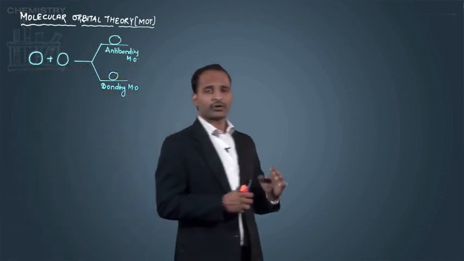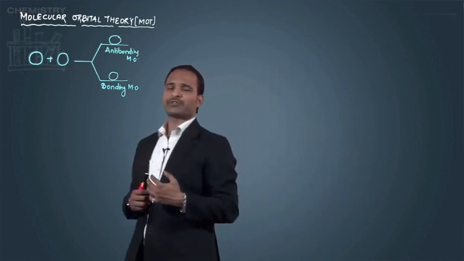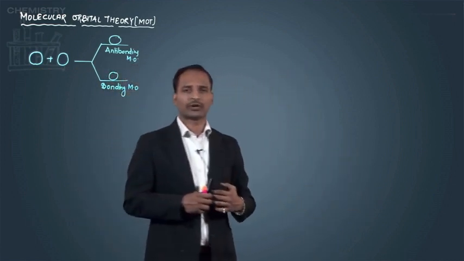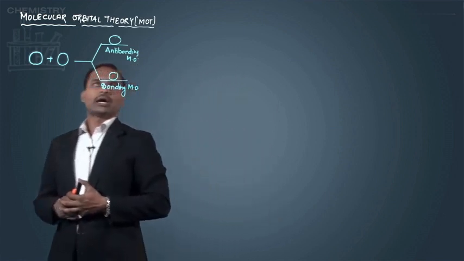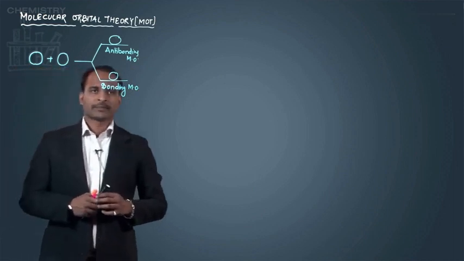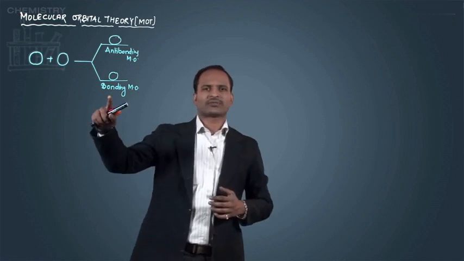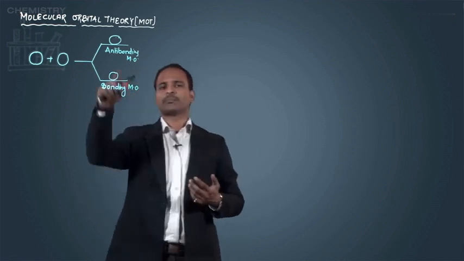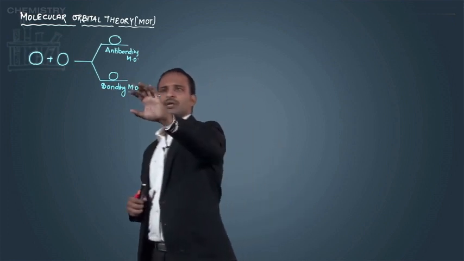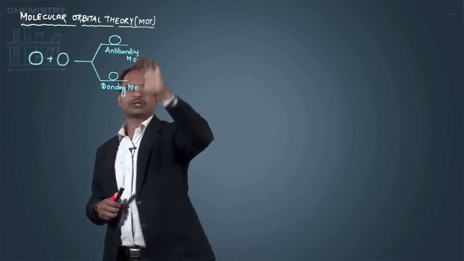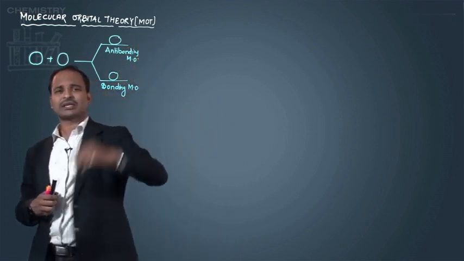Now suppose 4 atomic orbitals are combining, then 4 molecular orbitals will form, out of which 50% will be bonding and 50% will be anti-bonding. That is, out of 4, 2 will be bonding molecular orbitals and 2 will be anti-bonding molecular orbitals. Since the bonding molecular orbital has a lower energy, it is more stable compared to the anti-bonding molecular orbital, which has higher energy. Lower energy means more stable, and higher energy means less stable.